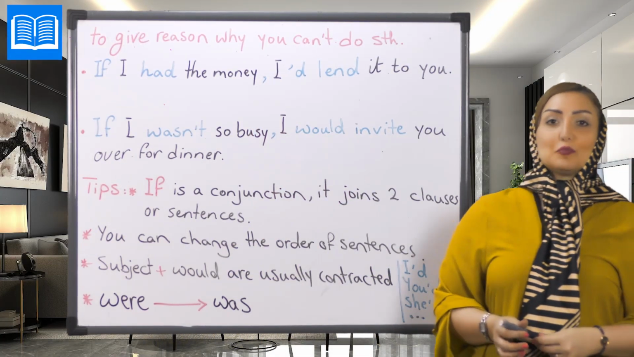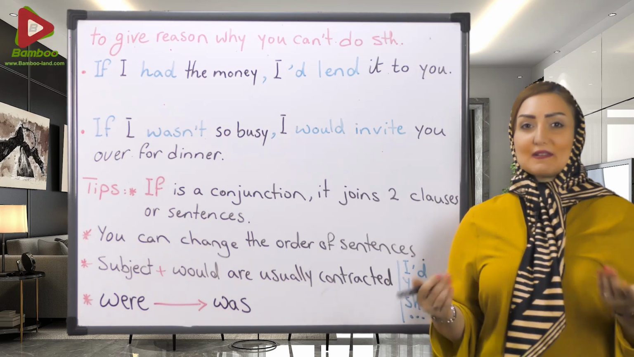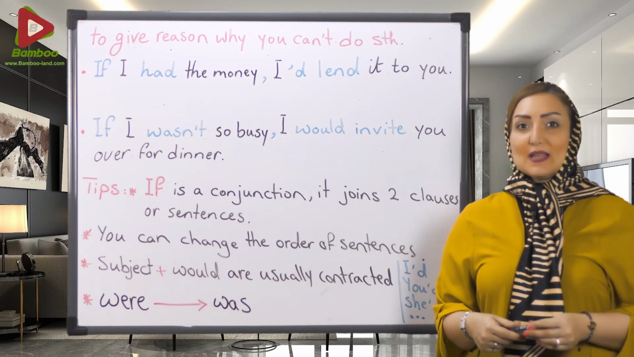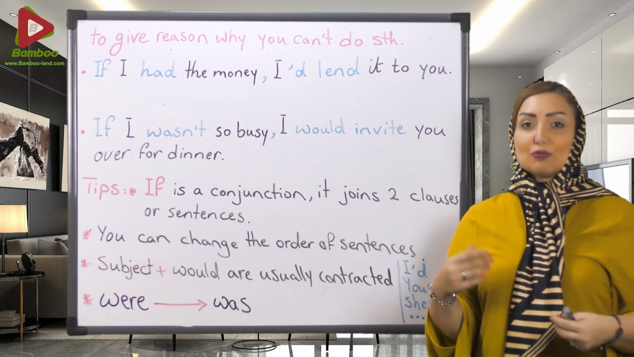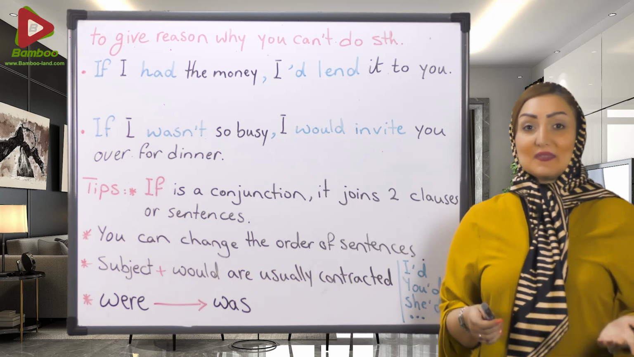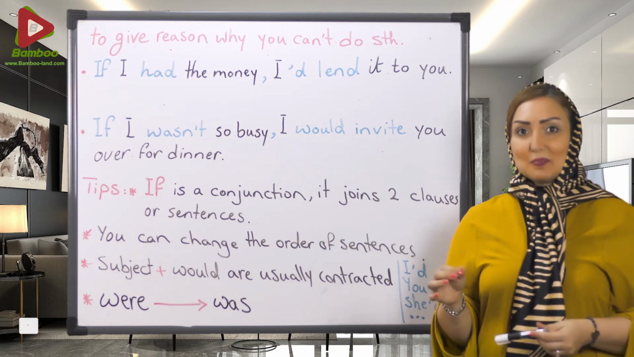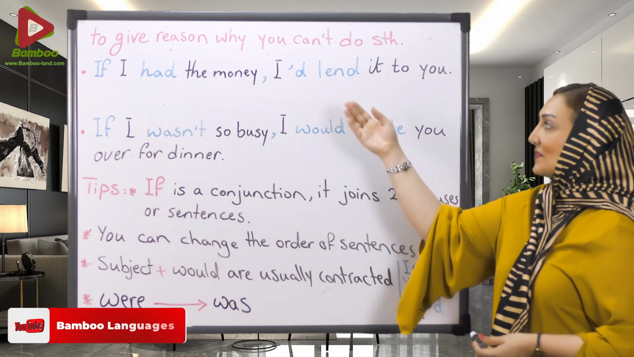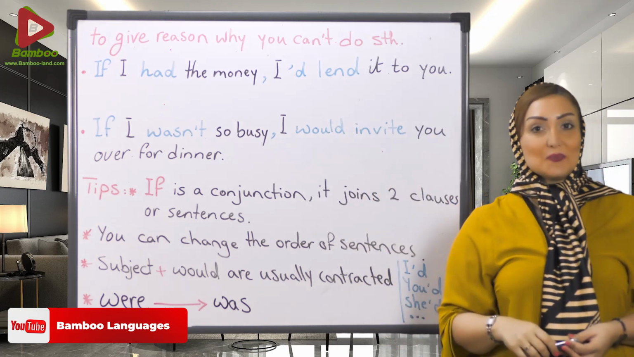You might have probably noticed that English speakers are quite very polite. So instead of just saying no in their responses, they will try to explain why they can't do something. Here is where the second conditional will help. Look at the examples. If I had the money, I'd lend it to you.